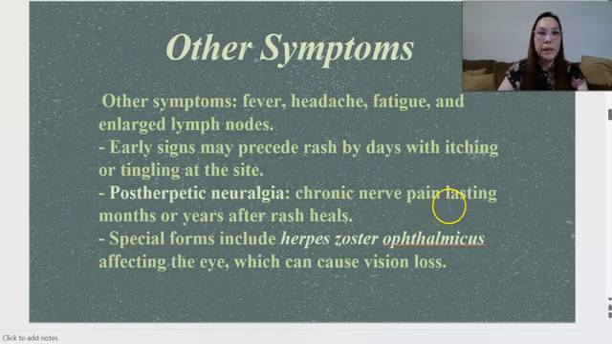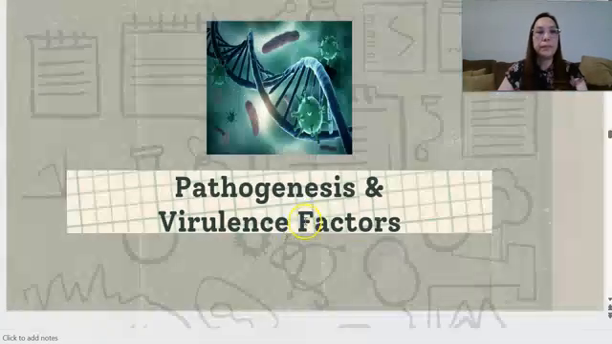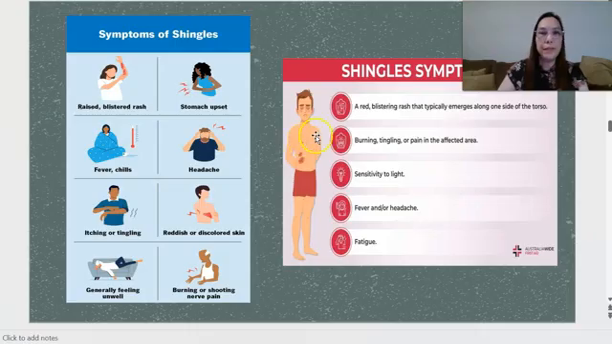Other symptoms include fever, headaches, feeling very tired or fatigued, and swollen lymph nodes. Post-herpetic neuralgia: some people could have long-lasting nerve pain even after the rash goes away, which can last months or even years. In special cases, there is a particular form called herpes zoster ophthalmicus that can affect the eyes and potentially lead to vision loss. These are the slides about the symptoms and signs of shingles.